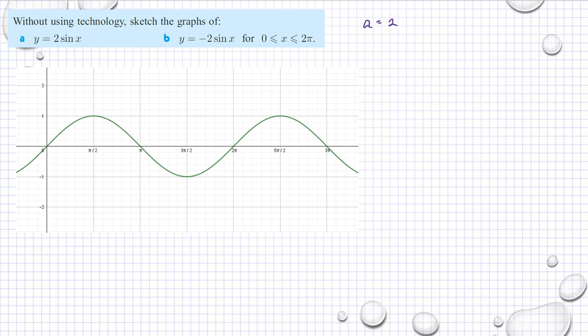The same period. This is your y is equal to sine x. So our period is the same, but the only difference is that our maximum point is on 2, and the minimum point is -2. So if we start doing that, then it should be like this.